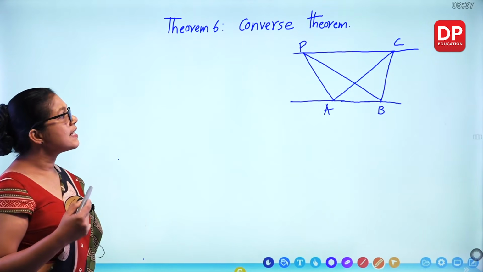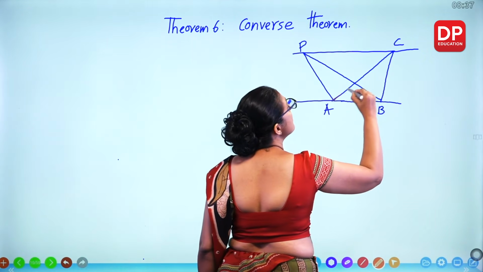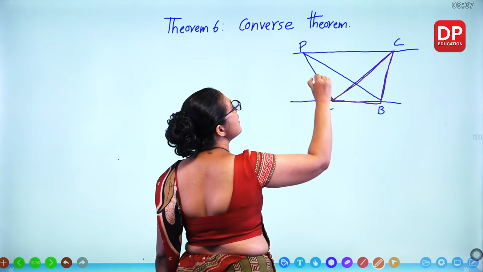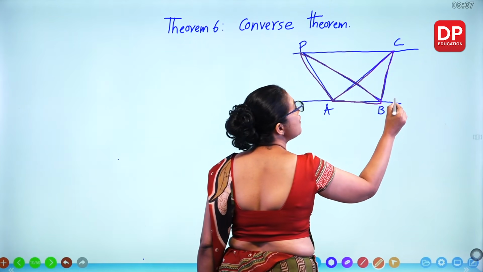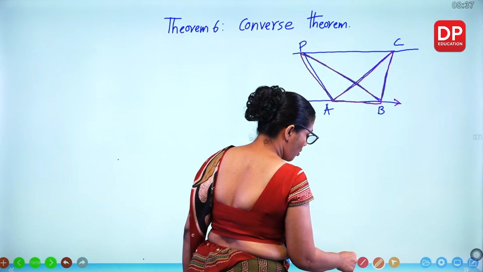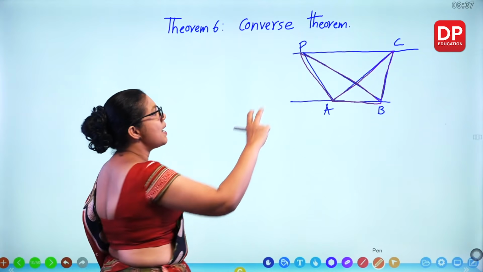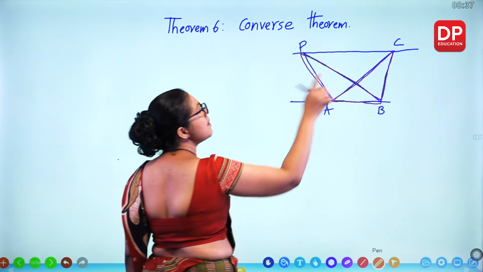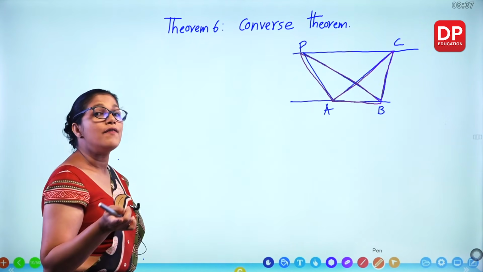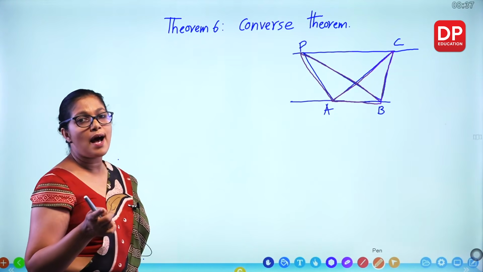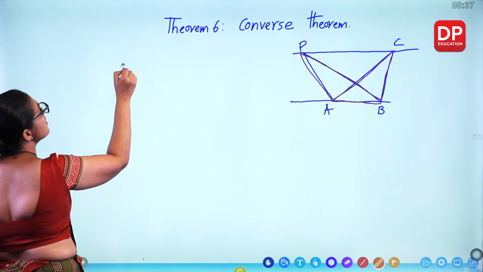Converse theorem. What does the converse theorem say? In converse theorem, when the two areas of the triangles are equal, and also if we know these triangles are in between pair of lines AB and PC, if these two areas are equal, we can say that the two lines are parallel. That's the converse theorem.